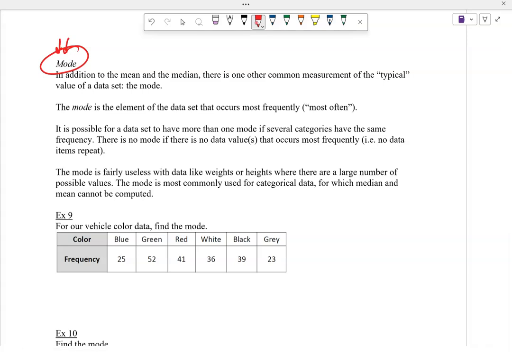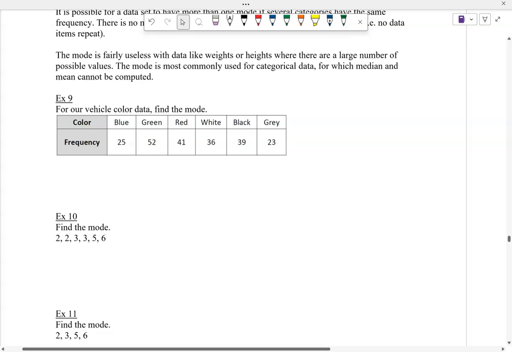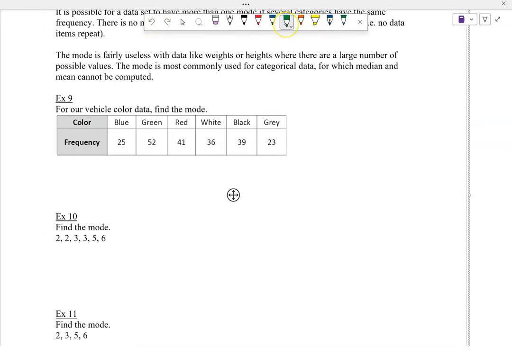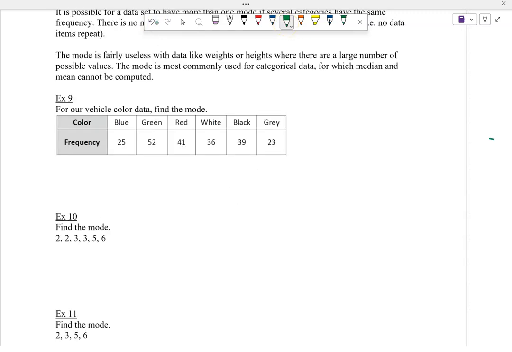Which data value occurs most often? Okay, so let's look at our vehicle color data. Can you see how we have 25 blues, 52 greens, 41 reds? Who's the most? Maybe I should do it in green. The most is the green. Green is the mode. The green color cars are the data value that occurred most often.